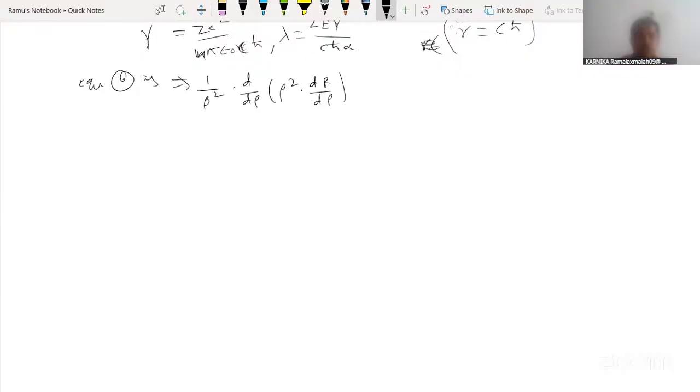plus lambda by rho minus 1 by 4 minus L into L plus 1 minus gamma square by rho square, r is equal to 0. That is equation 7.